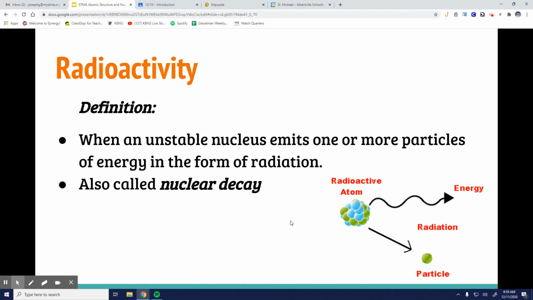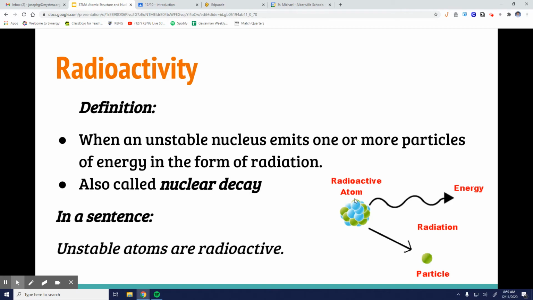We also call this nuclear decay. Decay means to break down, and this is occurring in the nucleus of the atom. So that's why it's called nuclear decay. If we were going to use that in a sentence, unstable atoms are radioactive. You probably know some radioactive atoms, and there are a lot of different ways that different types of radioactivity are actually useful to us, and we're able to use them in pretty significant ways.